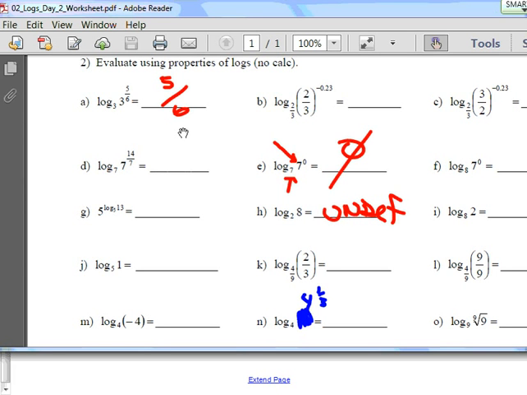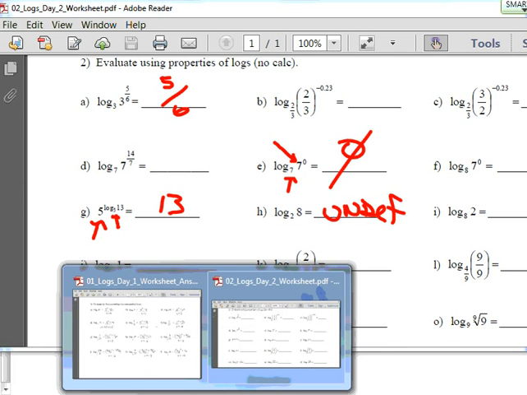Which one? G. Okay, G. That's the one where, remember, if these two are the same, we had an automatic answer. 13. It's just a property. Okay, that's all I've got for the video for today.